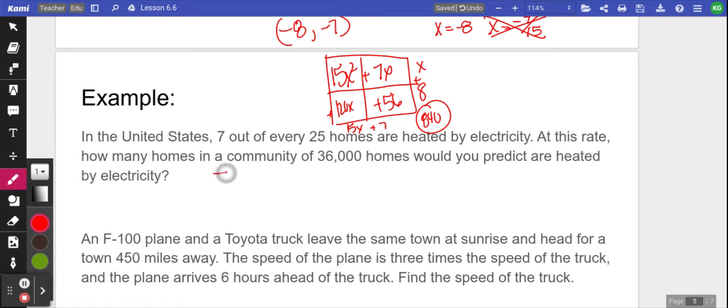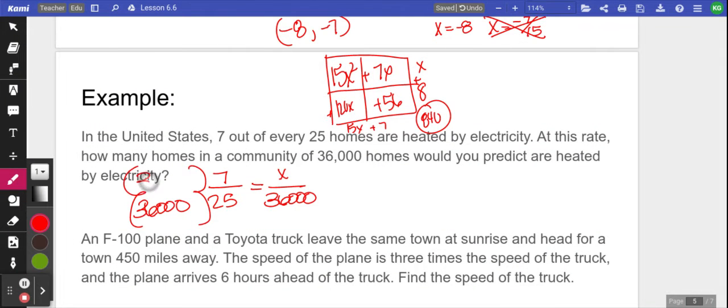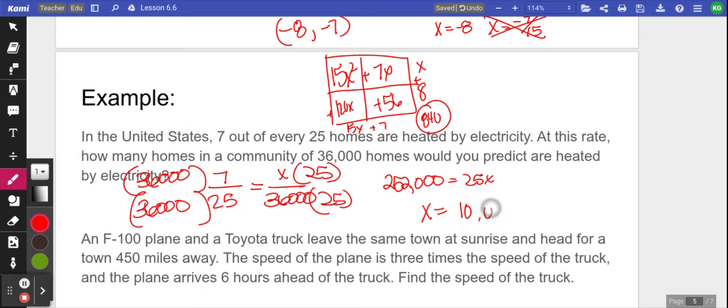In the United States, 7 out of 25 homes is heated by electricity. At this rate, how many homes in a 36,000 community would you predict are heated by electricity? So I can multiply this one by 36,000 and this one by 25. Which gives me 252,000 equals 25x. Divide by 25, and I get x to be 10,000 homes.